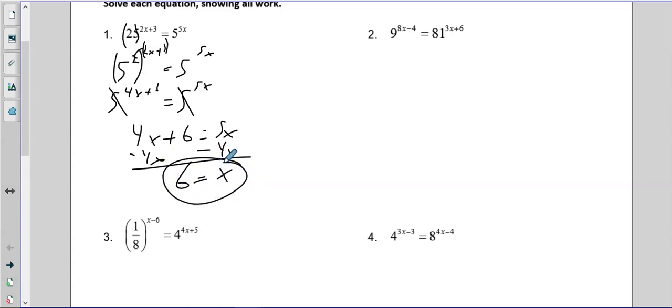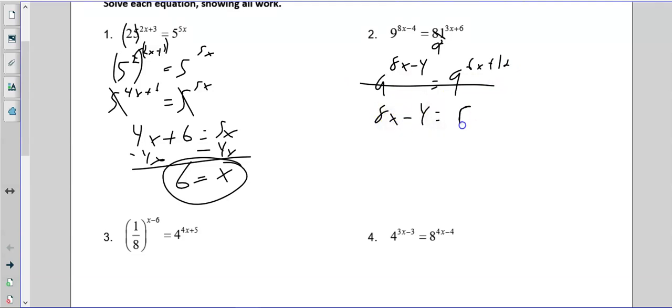That's it. So again here, I'm just going to say 9. This is going to be 9 squared. And if you want to, you can just rewrite it right there. And then this is 9 to the 8x minus 4. And this is 9 to the 2 times 3 is 6x. And 2 times 6 is 12. And then it's just that. 8x minus 4 equals 6x plus 12. And subtract 6x, that'll give you 2x. Add 4, 16, x equals 8.